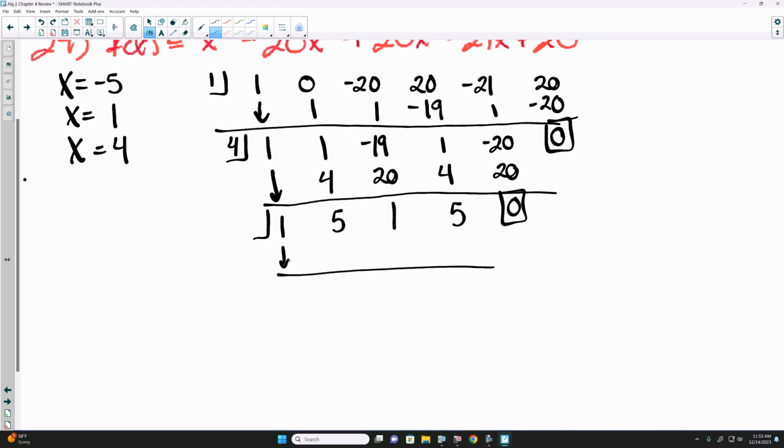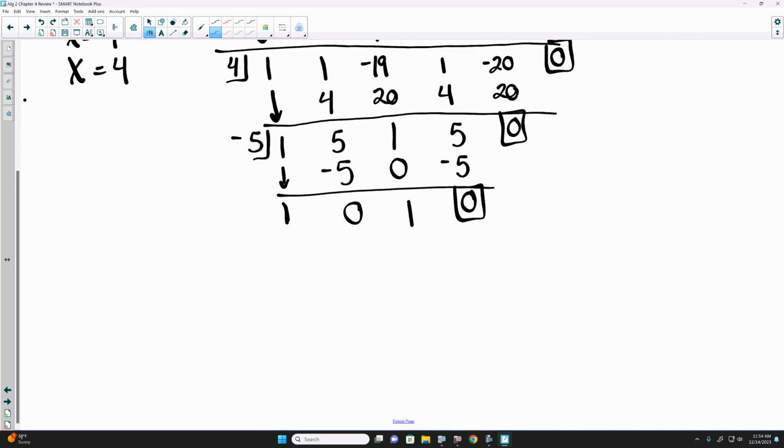So now we're down to a degree 3. Let's do this one more time. And if we do this one more time, we will get to a degree 2. And we can solve from there. Negative 5 times 1 is negative 5. 5 plus negative 5 is 0. Negative 5 times 0 is 0. 1 plus 0 is 1. Negative 5 times 1 is negative 5, and 5 plus negative 5 is 0.